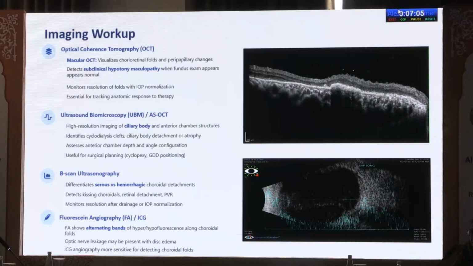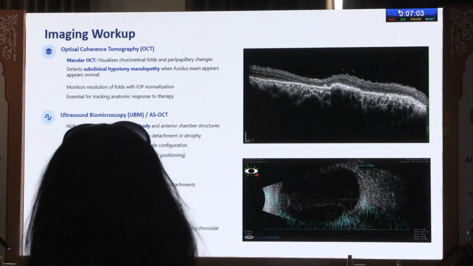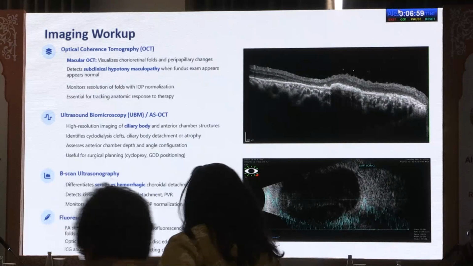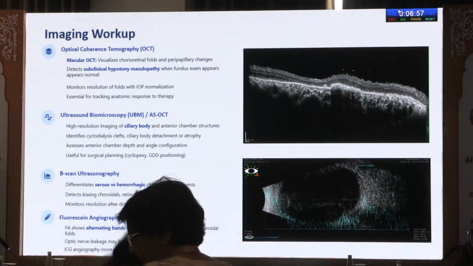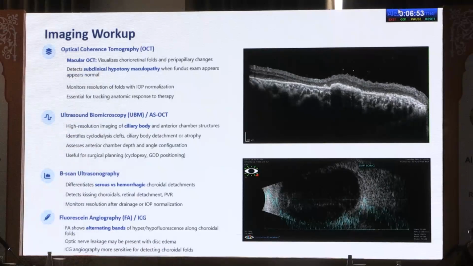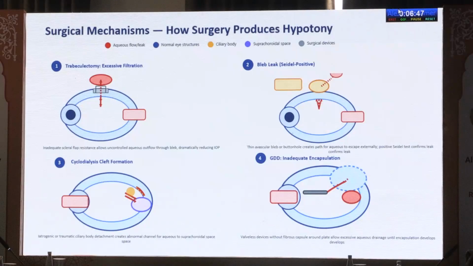So the workup, as Dr. Mohit mentioned, includes an OCT, an ultrasound biomicroscopy, a UBM, a regular B-scan ultrasonography, and sometimes fluorescein angiography, though not very diagnostic, may show features of the disease. So how does surgery produce hypotony? Let's look at the main causes.